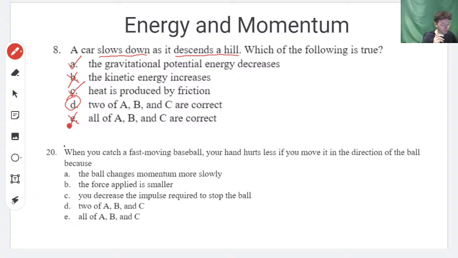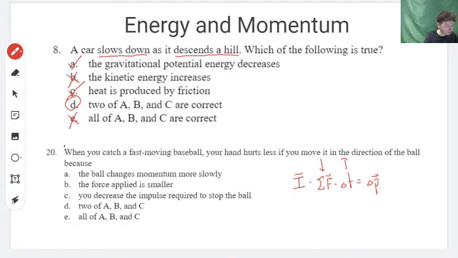Okay. Question number 20. When you catch a fast-moving baseball, your hand hurts less if you move it in the direction of the ball. True, because this is impulse. Remember, impulse is force or net force times time equals our change in momentum. So in this case, your hand hurts less if you move it in the direction of the ball because you're increasing the time of that collision, decreasing the force.